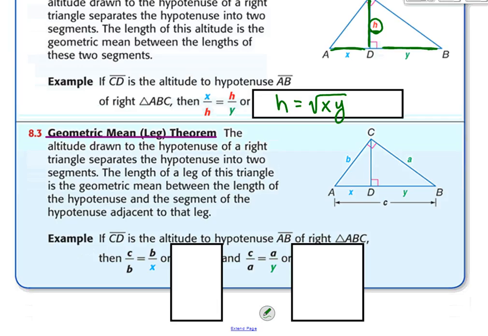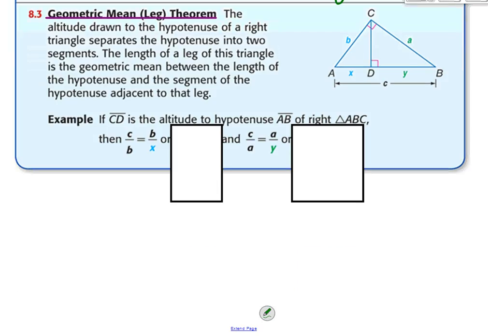And then the next one is the geometric mean leg theorem. And over here, we get that b squared is going to be xc and a squared is going to be yc. So I'm just going to take a minute and write what those are. So this one is going to be b equals the square root of xc, and a equals the square root of yc. And we'll go over that a little bit more tomorrow.